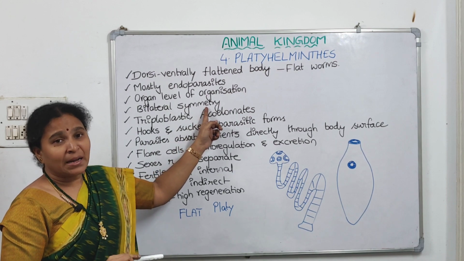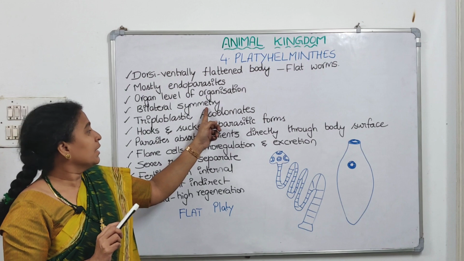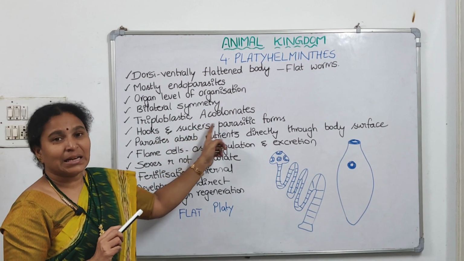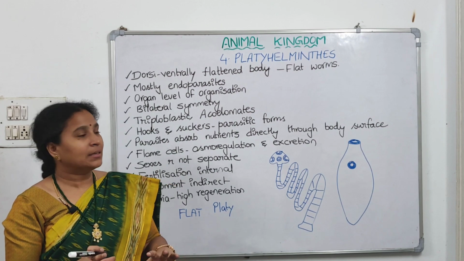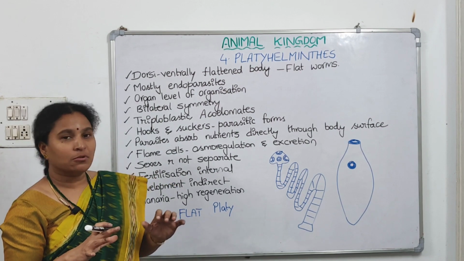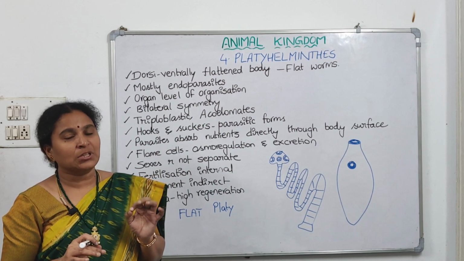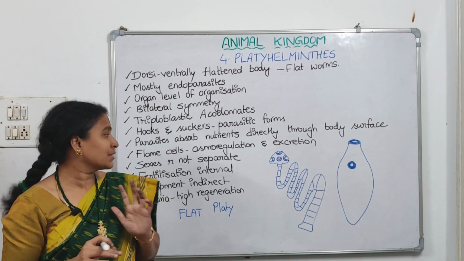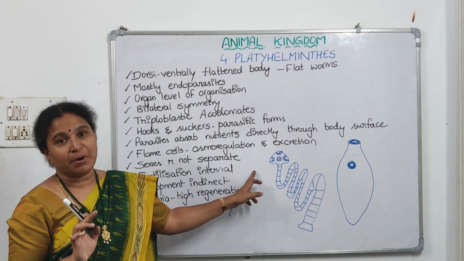They are mostly parasites. So for parasites, to stick to the body of the host, hooks and suckers are present. Since they absorb digested food, the food is directly absorbed through the body surface. They have specialized cells called flame cells, which help in osmoregulation and excretion. And sexes are not separate here, meaning they are hermaphrodites.